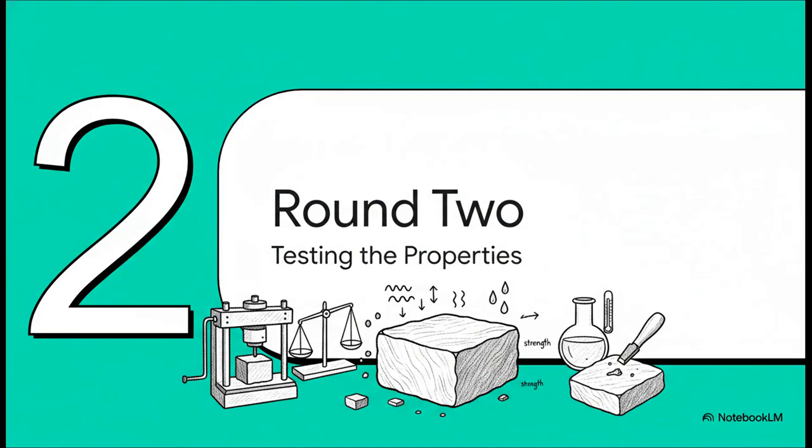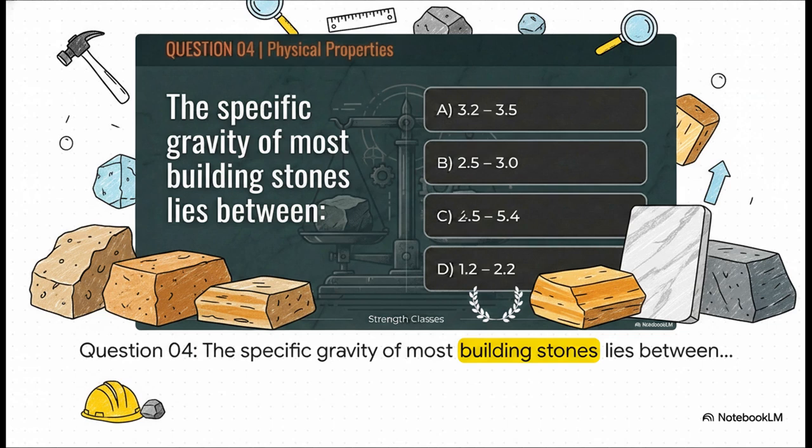You're doing great. Now let's move into round 2, where we're going to test your knowledge on the physical properties and lab tests for these building stones. Okay, question 4 for you. The specific gravity of most building stones lies between, what do you think the range is? 3.2 to 3.5, 2.5 to 3.0, 4.5 to 5.4, or 1.2 to 2.2.